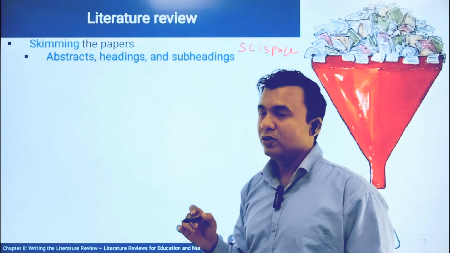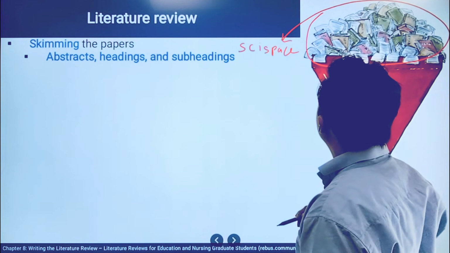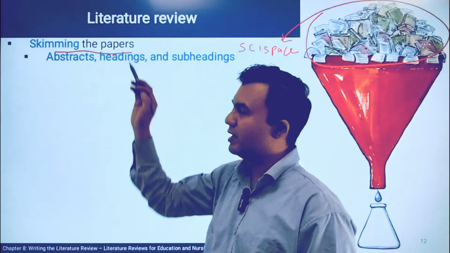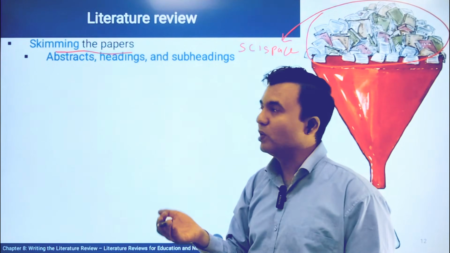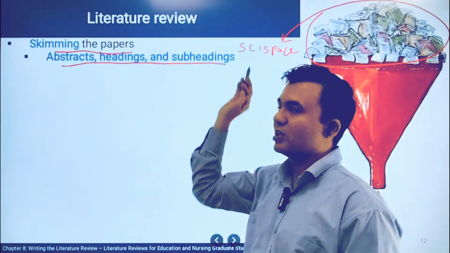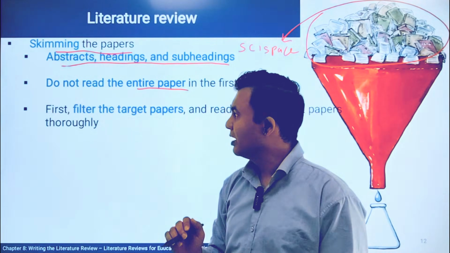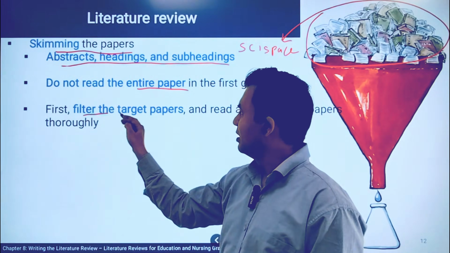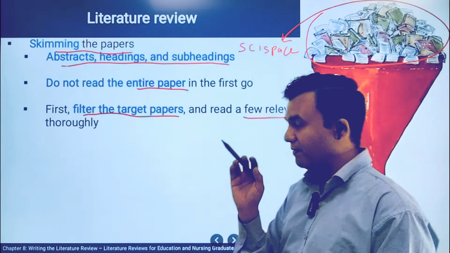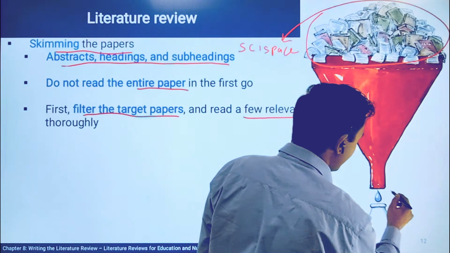So when you have that, you gather the papers using this tool, right? And using this tool, you can skim and filter out the most relevant articles. This tool is really good. Otherwise, you can do it manually also, but it takes time. Read the abstracts, titles, headings and subheadings. Do not read the entire paper in the skimming process. It will kill the time. First, filter the target papers which you want to read, and then read the few relevant papers thoroughly. Let's say out of these 100 papers, we have filtered out 10 papers.